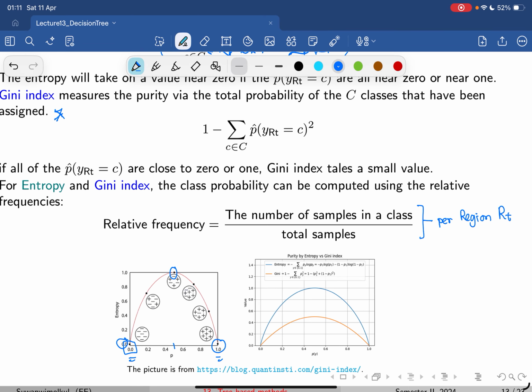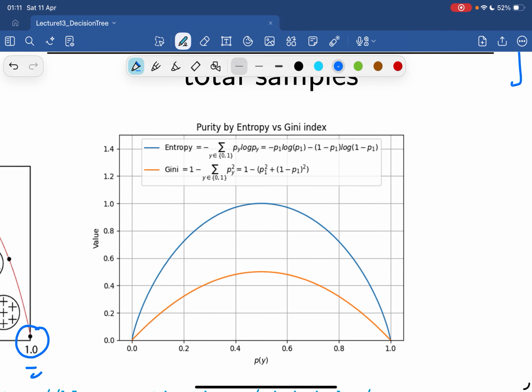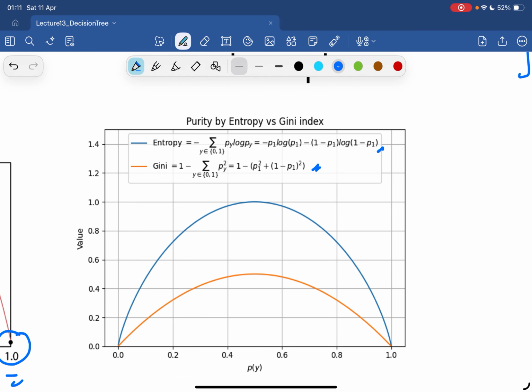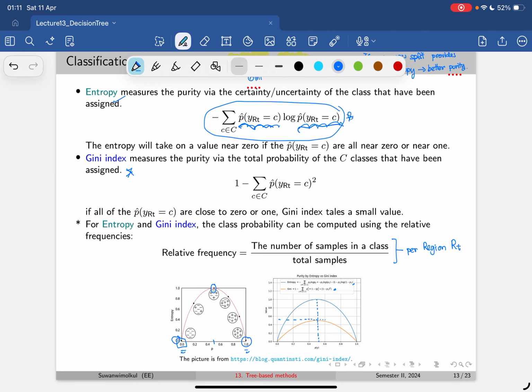And in fact, you can do the same with the Gini index. This is what I got, I just did the plotting. You can see that the Gini index actually has a lower value, but the maximum value of entropy and Gini index both happen when p is equal to 0.5. So this is something for you, okay?